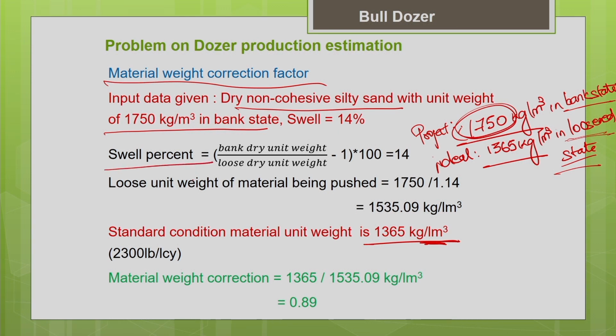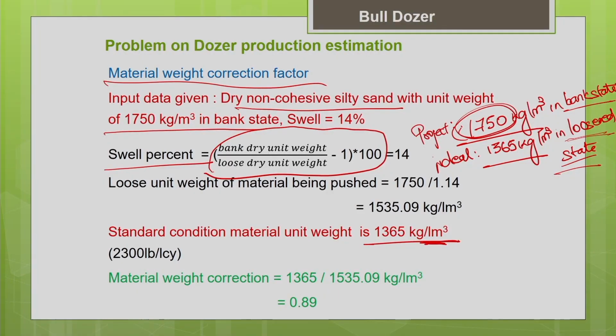Swell percentage is nothing but bank dry unit weight divided by loose dry unit weight minus 1, into 100. That gives you swell percent. So from the bank state, how much it has expanded to loosened state, that's what is swell percent. Okay. So when you excavate the soil from the natural state, when it gets loosened, how much it swells or expands, that is what is swell percent. Okay. So that's what it's given as 14%.